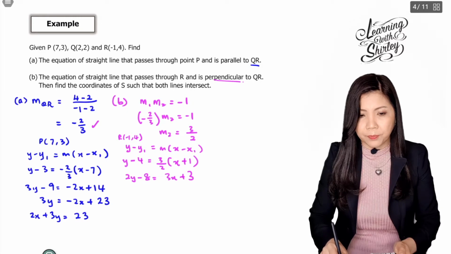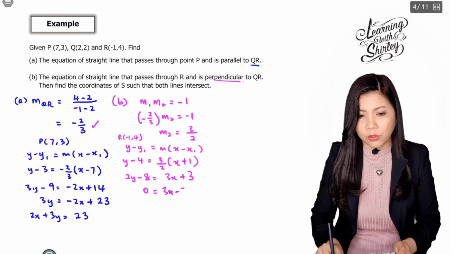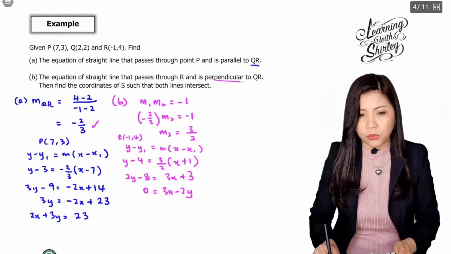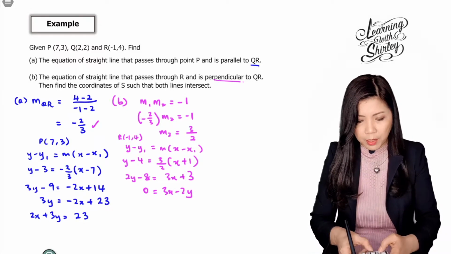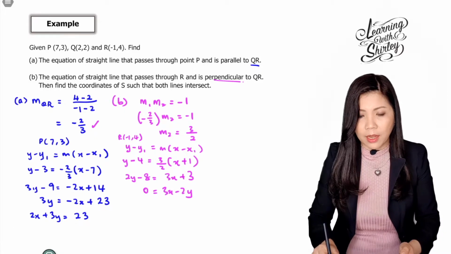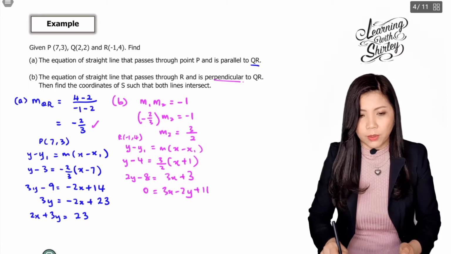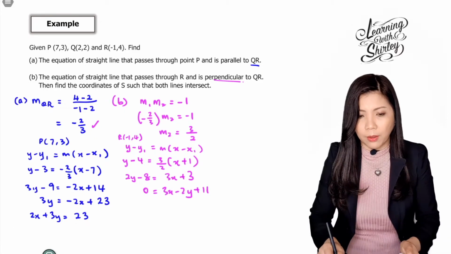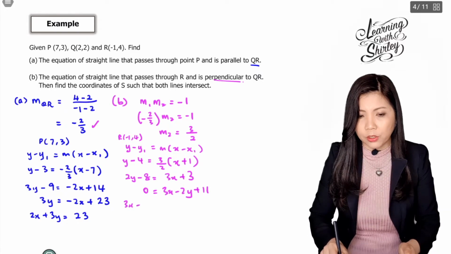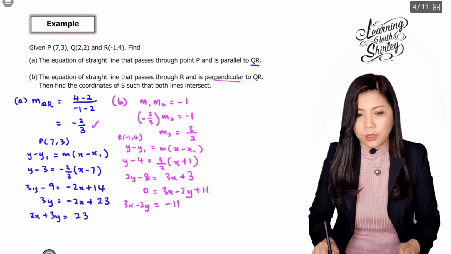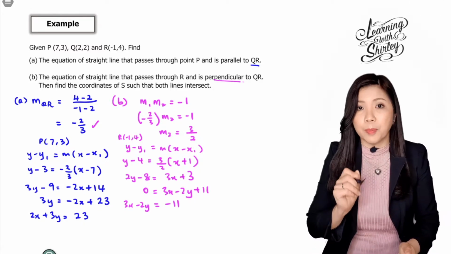So here it will be 0 equals 3x minus 2y, then 3 plus 8 will be 11, so plus 11. So we swap it around, and it becomes 3x minus 2y equals negative 11. So this is going to be the answer for B.